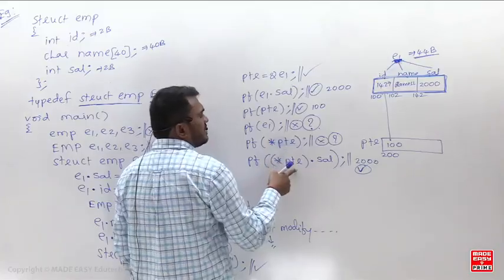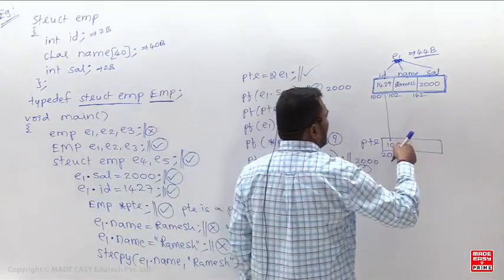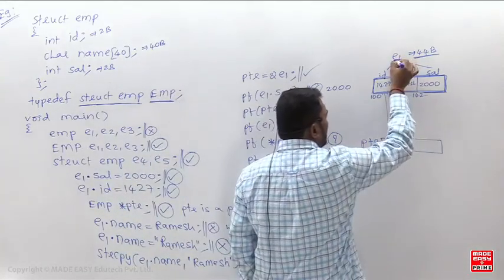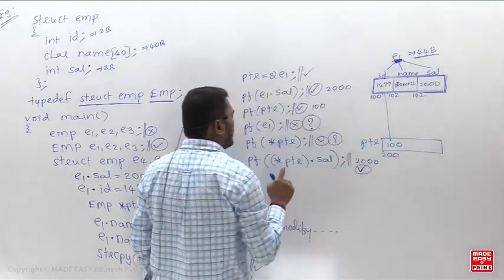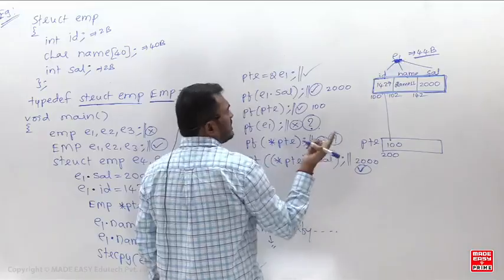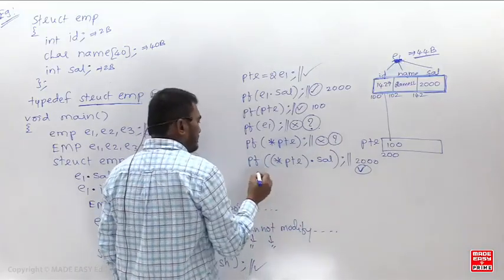Value at the location PTR. PTR is 100. Value at the location 100 means you are having E1. Structure variable E1 is there. E1 is having three things. You should have a clarity. What is the clarity? Salary. So then it will print the salary. Okay, fine. Next.